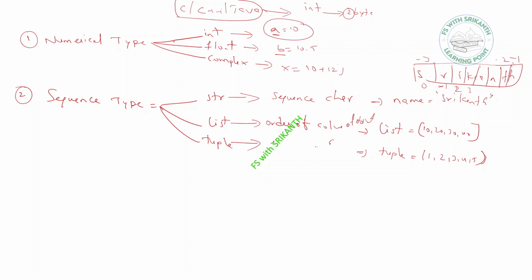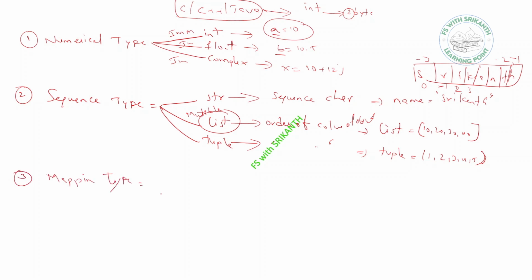So these are all immutable, and here this list is mutable. We will discuss why it is a mutable data type, practically.